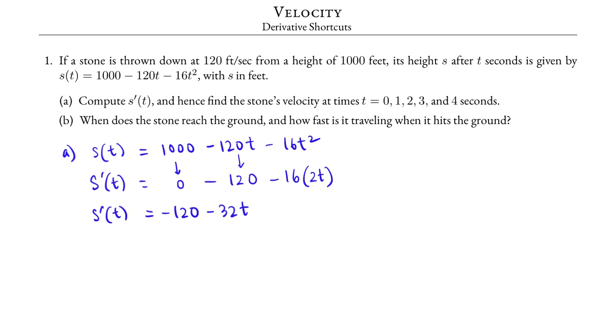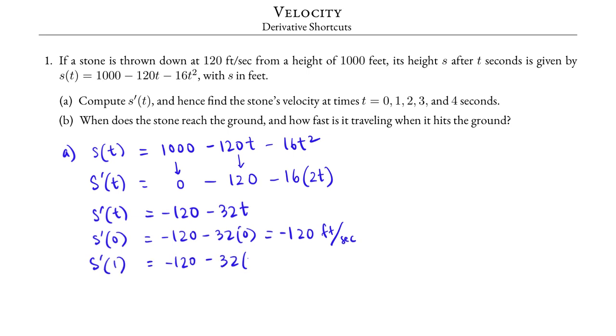This is s prime of t, which is, again, the velocity. The velocity at time 0 is s prime of 0, which is negative 120 minus 32 times 0, which is negative 120. The unit will be the unit of the height, which is feet, over the unit of time, which is seconds. s prime of 1 is negative 120 minus 32 times 1, which will give us negative 152. Again, the unit is feet per second.